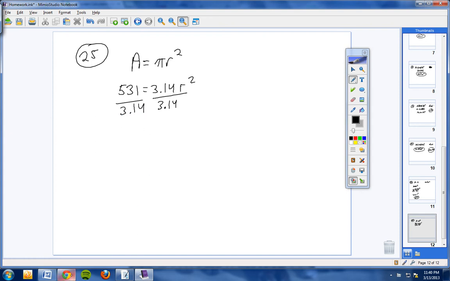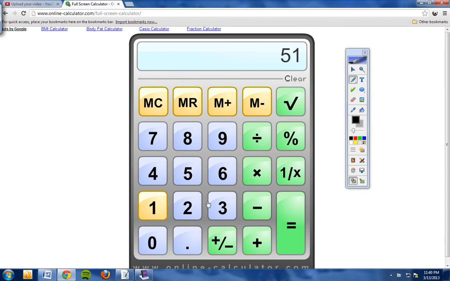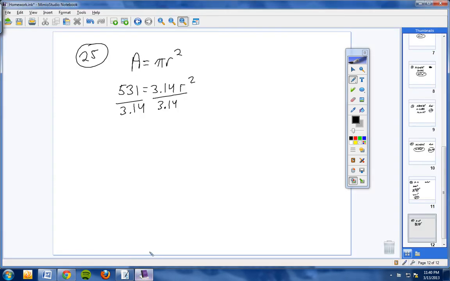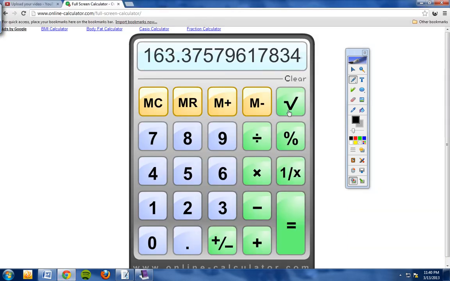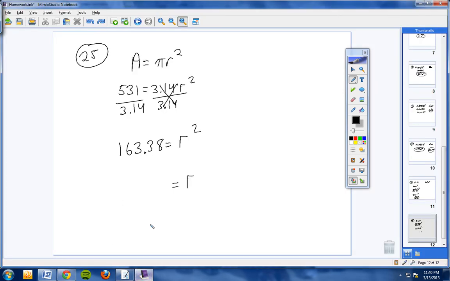And let's see, 531 divided by 3.14 would give us 163.38. Of course, here your 3.14s cancel. You're left with r squared. Now we're going to take the square root of both sides. The square root of r squared is r, and then the square root of this number here would be 12.78. We're going to round to the nearest whole number, so it'd be 13. So there's your radius, 13. And 13 what? 13 meters.